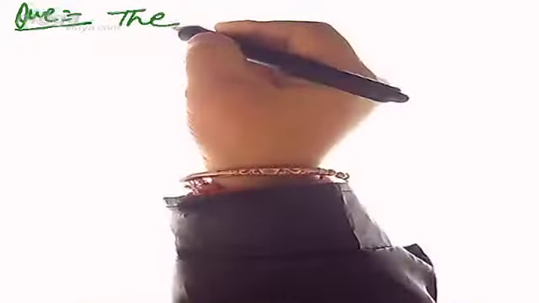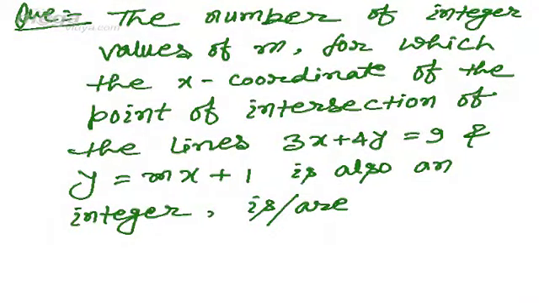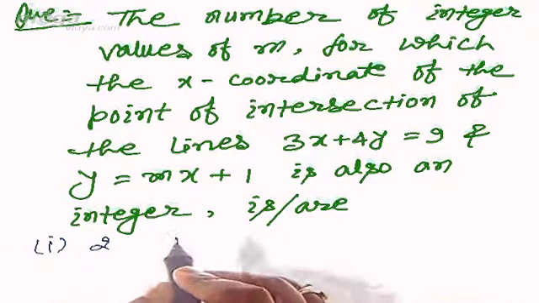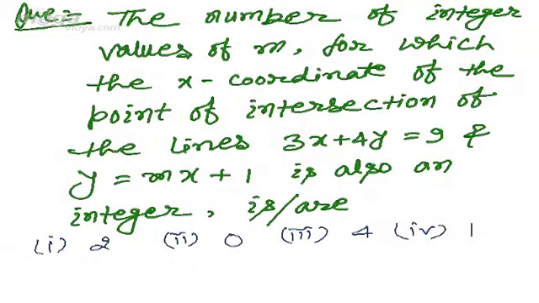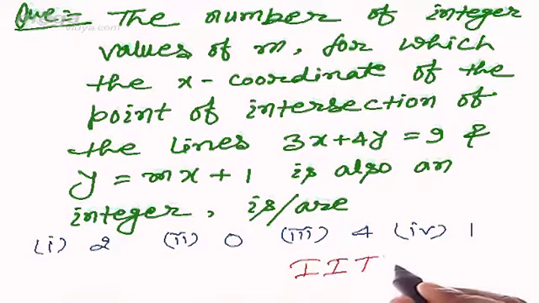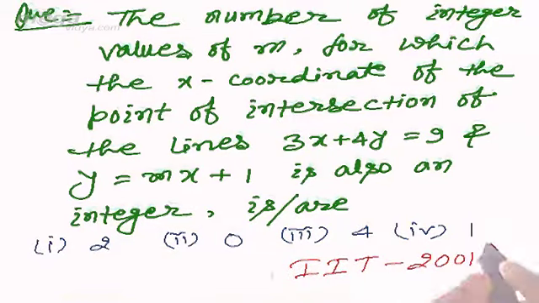The number of integer values of m for which the x coordinate of the point of intersection of the lines 3x plus 4y equal to 9 and y is equal to mx plus 1 is also an integer is r. And your options are, the first option is 2, the second option is 0, the third option is 4, and the fourth option is 1. This is the question from IIT 2001.